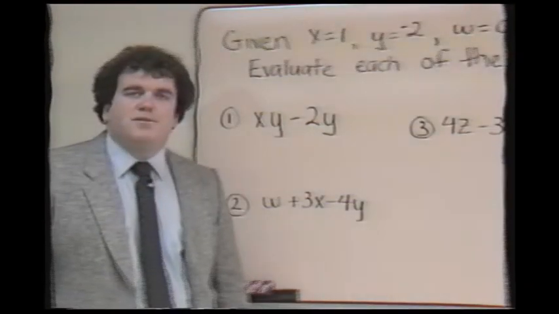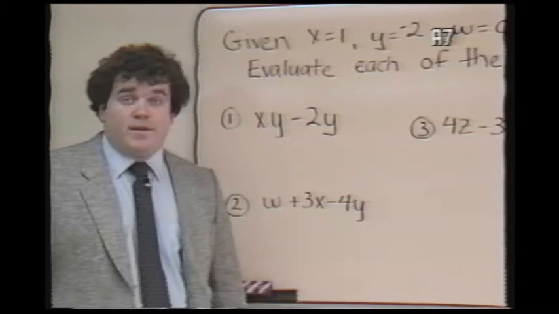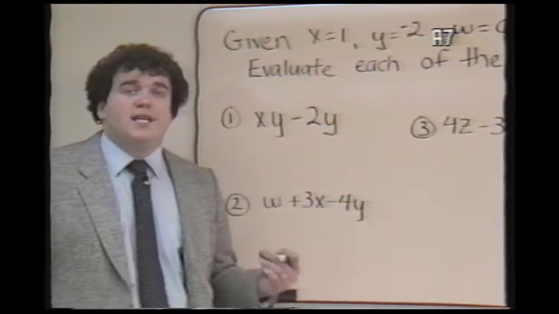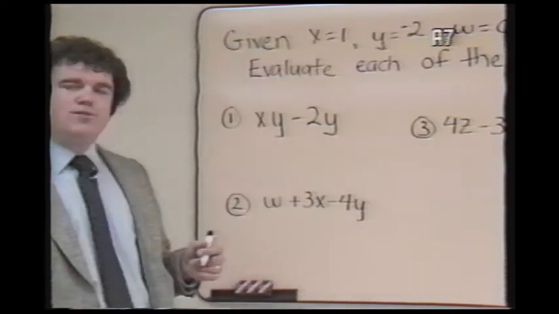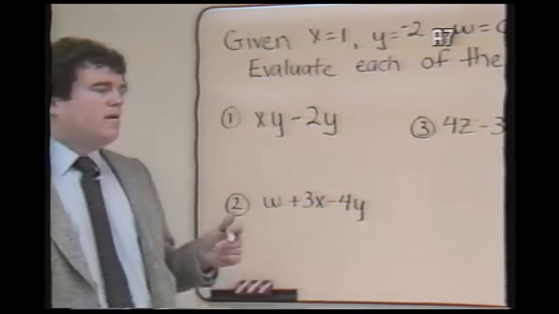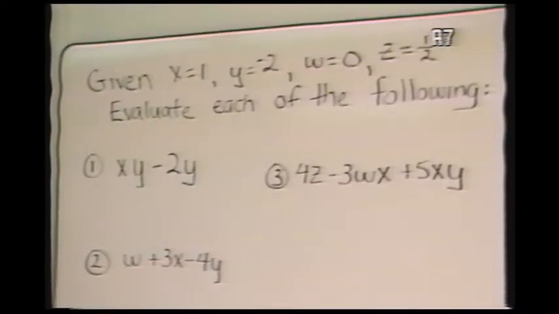In lesson number 7, we're going to evaluate algebraic expressions. Now what this means is we're going to take numbers and plug them into equations. So what we'll do here is we'll read the directions. It says, given x equals 1, y equals negative 2, w equals 0, and z equals 1/2. It says, evaluate each of the following.